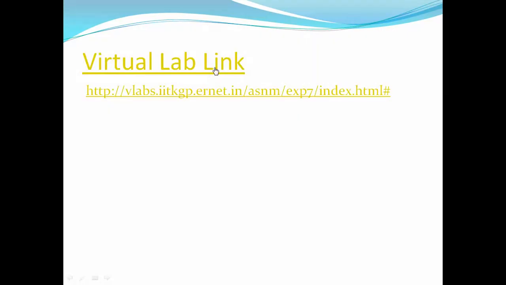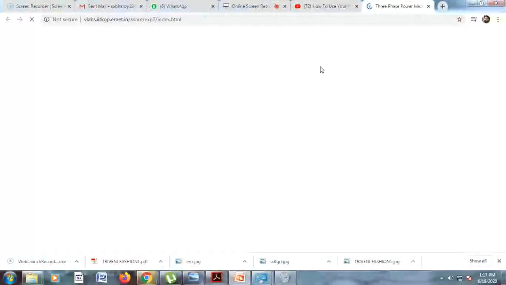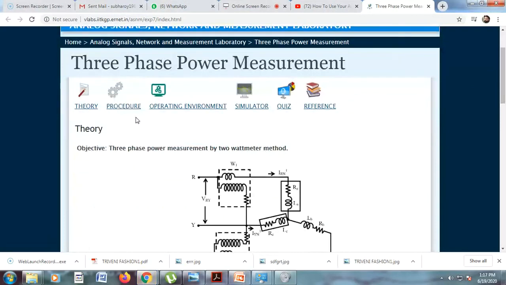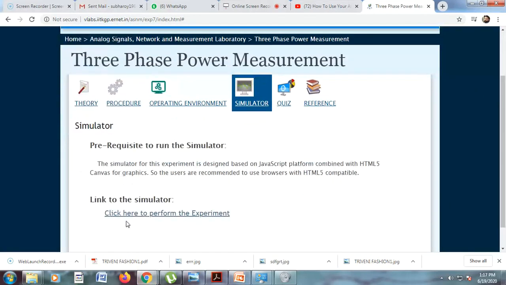Now the virtual lab link. Now we connect to the virtual lab. Okay, this is the virtual lab link. There is also theory, procedure, operating environment, simulator, quiz and reference. First of all, I click on the simulator page. Now the link to the simulator: click here to perform the experiment.